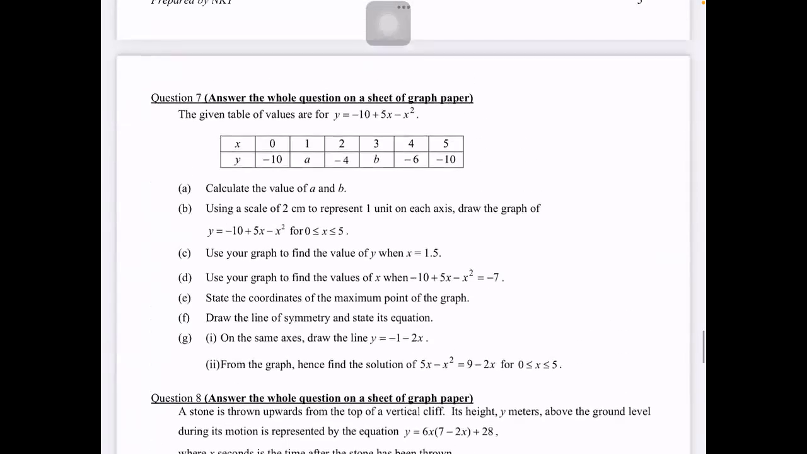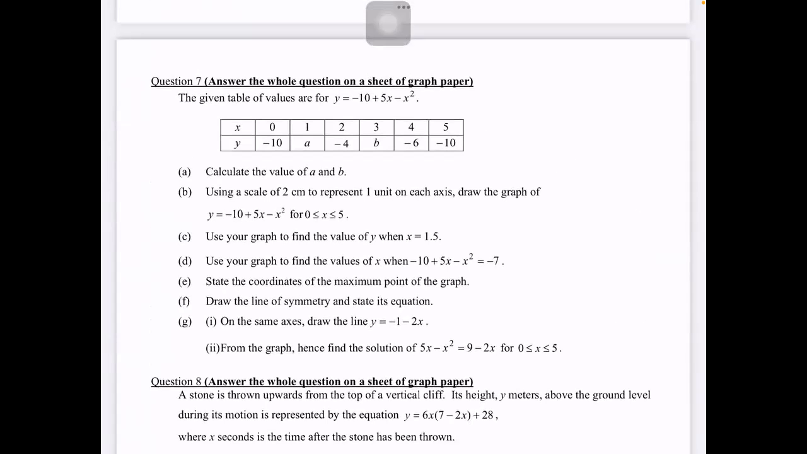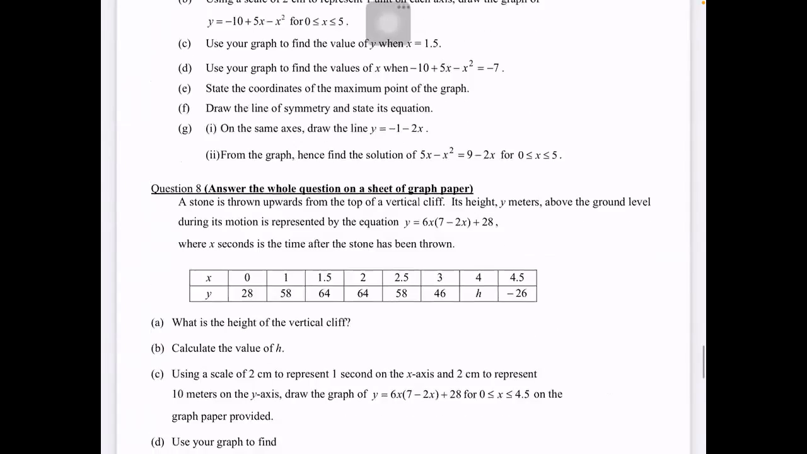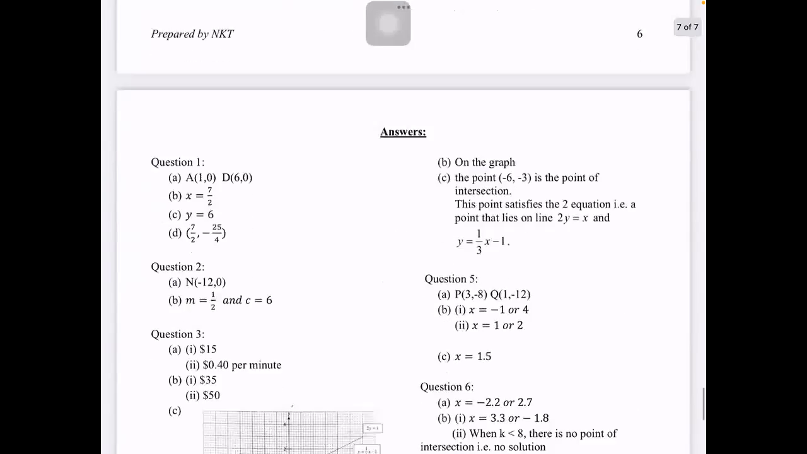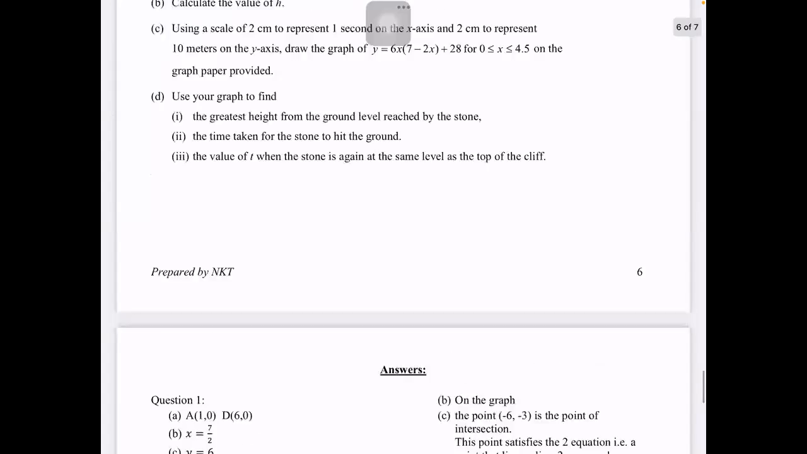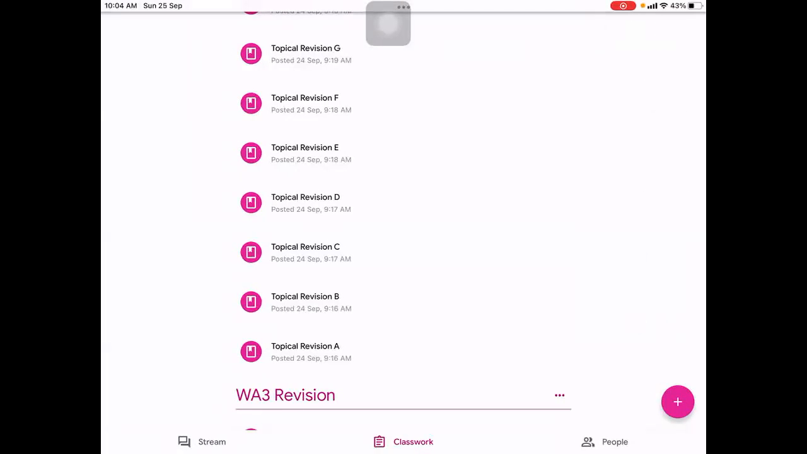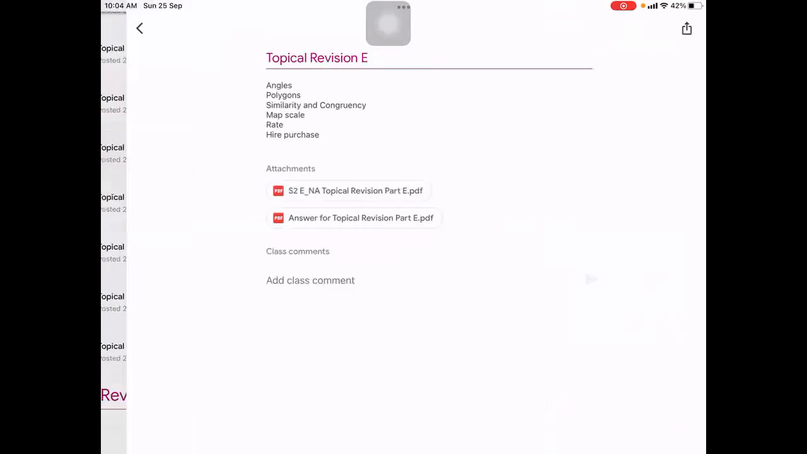These two questions I will do tomorrow after your exam, maybe at night, when you study for your paper 2, because these are more paper 2 questions. And then there's another question on number patterns. So I'll do topical revision D tomorrow after your exam, at night.